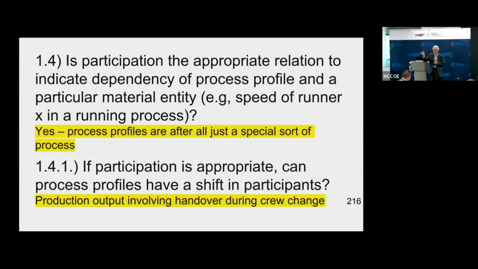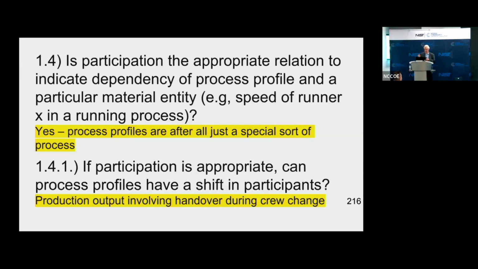But it's still a material entity. It's still an object because that's what BFO says it has to be. And BFO here forces you to say certain things, which is good because it means we're all forced along the same lines, so we don't fall in all directions. But it's painful because that makes you think, which is painful for some people. All right. Is participation even the right relation?